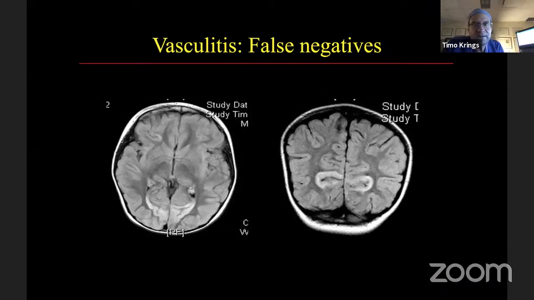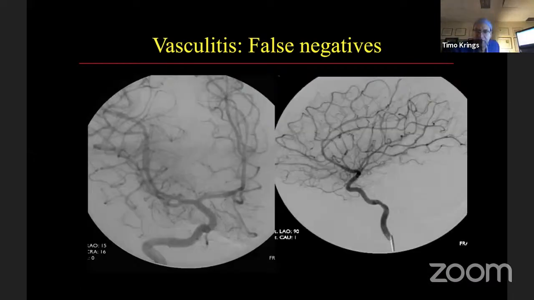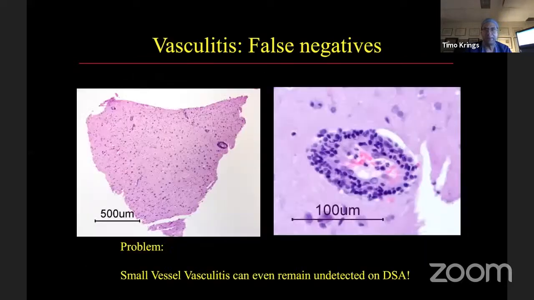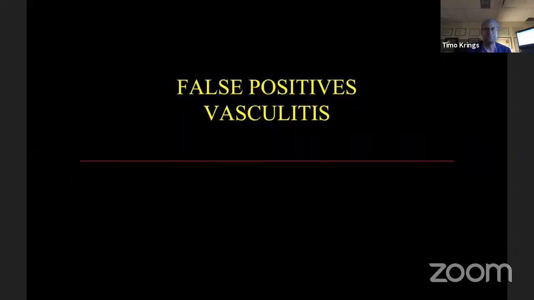Another example here, a young patient, where even the diagnostic angiography was unremarkable, but these are vessels that are so small that you may not be able to visualize them on DSA. In this patient, a biopsy was taken, and you can see that the smallest vessels demonstrate a vasculitic pattern with an inflammatory infiltrate in the distal small blood vessels. So remember that a small vessel vasculitis can even remain undetected on DSA. What are your false positives?